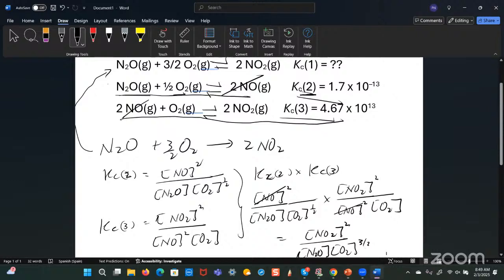So basically, what we're saying is that if you have two or more equations that add up to give you one equation, then the Kc for that new equation resulting from the addition will be equal to the product of the Kc's of the separate equations that are being added to each other. So basically, Kc1 will be equal to Kc2 times Kc3.